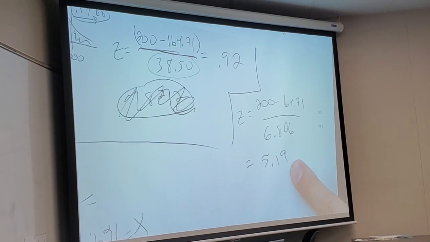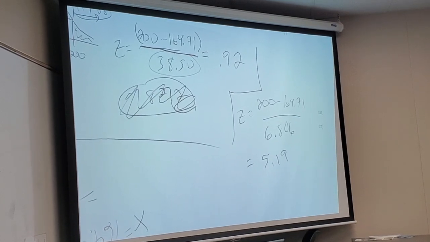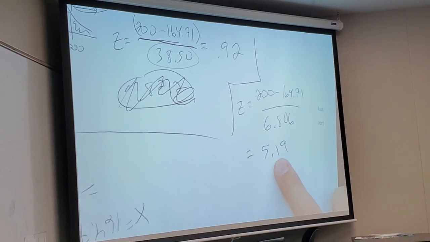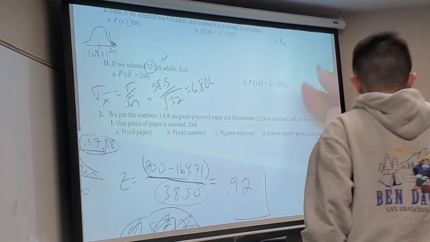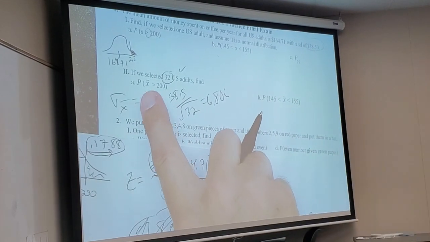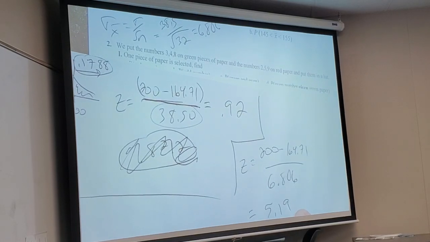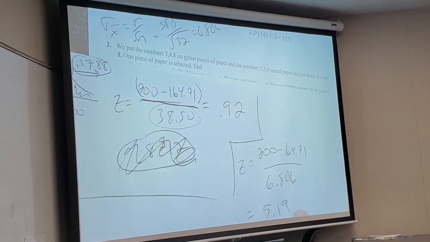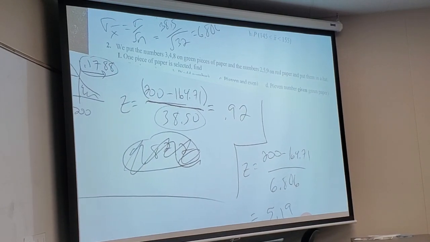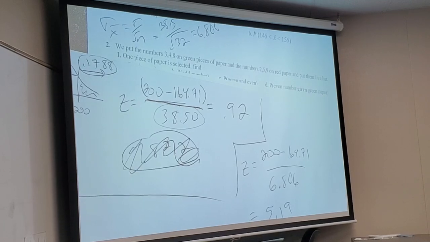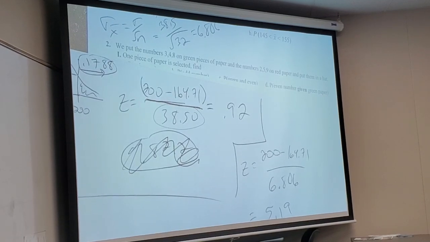Unusual starts at how many standard deviations away? Two. This z-score is 5.19. And the question is, what's the probability something is further up than this? I almost don't have to look at the chart. I should know the answer is going to be basically nothing. It's basically zero. It's like 0.00002 or something, which is, for most humans, zero.